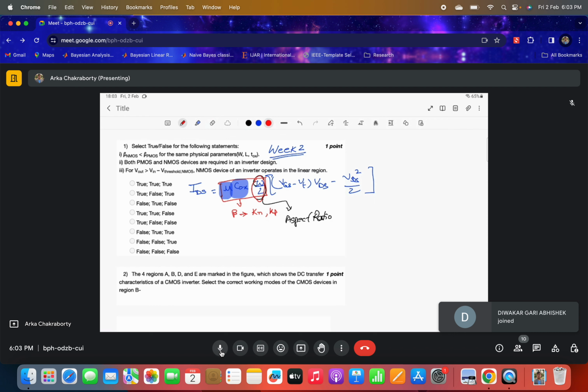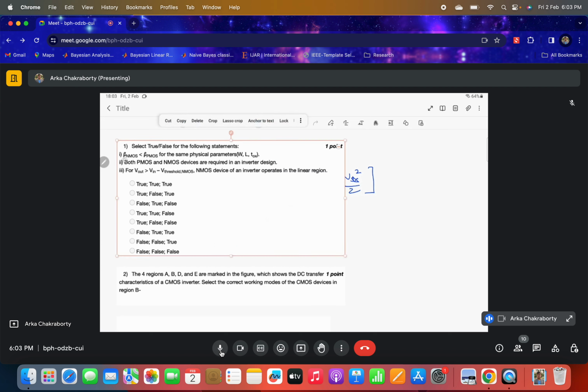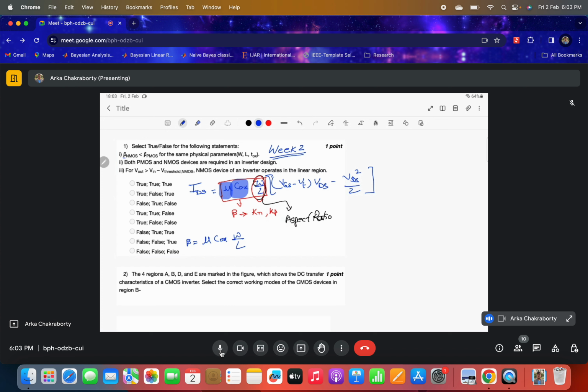Even in digital design, L is also fixed. We generally take L as the minimum value, and we generally tweak the width W of the MOSFET to get the desired results. Okay, so here by beta they mean mu Cox W by L. They are asking whether beta NMOS is less than beta PMOS or not. Now let us see what happens.